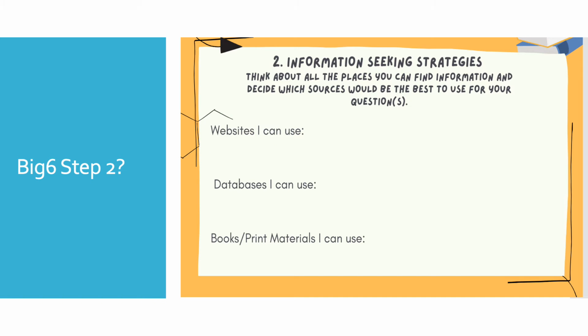Step 2 is information seeking strategies. Think about all the places that you can find information and decide which sources would be best to use for your questions. What prior knowledge do you have of seeking information? On your handout, you may write down helpful websites you think you can use, databases that you can use, and books or print materials you can use. During this part of the research process, explore your options and ask the school librarian for help.